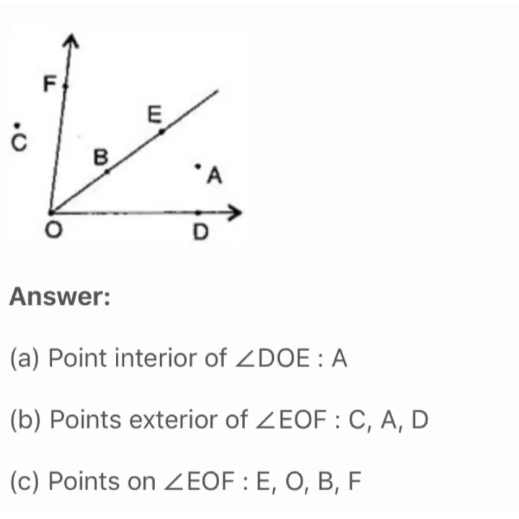You can see that when the angle EOF is formed, the points in the exterior of angle EOF are C, A and D. And the last one is points on angle EOF. So here you can see that the points on angle EOF are points E, O, B and F. Children, this is a very simple question because we have already done what are the interior points of an angle, what are the exterior points of an angle and what are the boundary points of an angle.